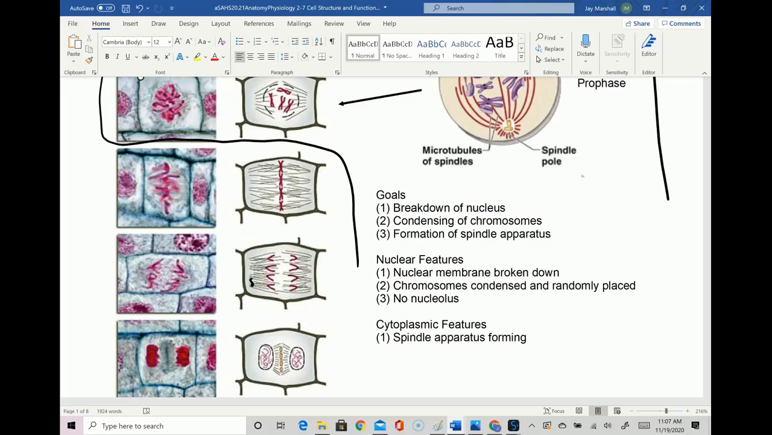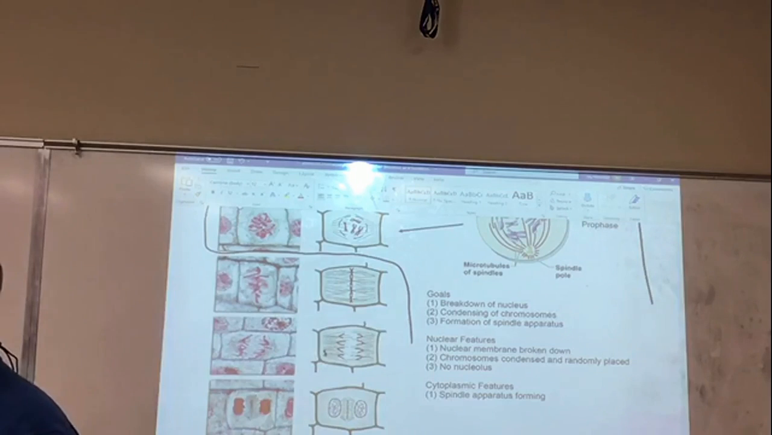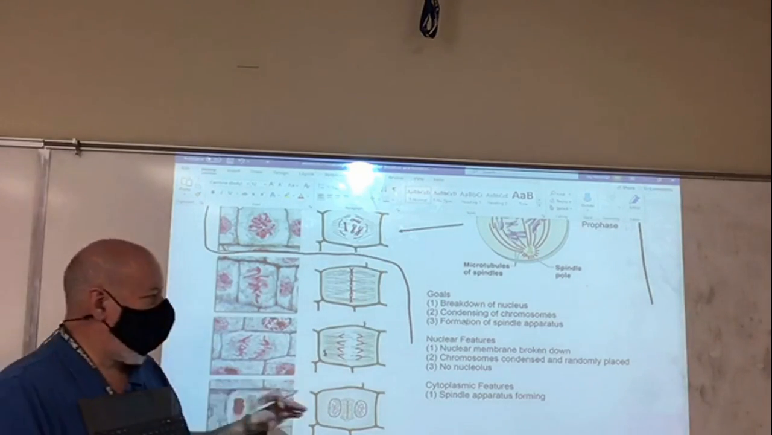I also didn't say this, but if I can't make any more proteins, I don't need a nucleolus. Why don't I need a nucleolus if I can't make any more proteins right now? What's the nucleolus do? What did we say? It makes the ribosomes, right? The nucleolus makes the ribosomes. The ribosomes are the protein factories. Do I need to make protein factories if I can't make proteins? No. So I shut it down.